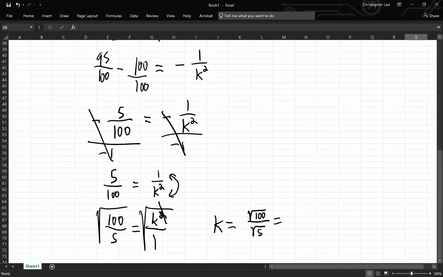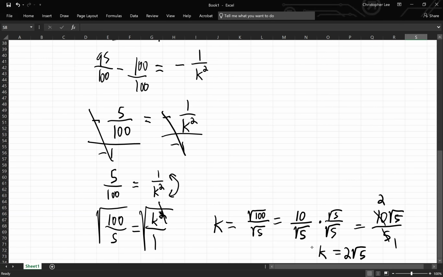Square root of 100 is, what's that? 10. So this becomes 10 over square root 5. You know I can't have radicals in my denominator, so we have to rationalize and multiply by square root 5 over square root 5. So this is my answer, 10 square root 5 over 5. But we can go a step further. 5 goes into 5 once, 5 goes into 10 two times. So 2 square root 5. That's K.